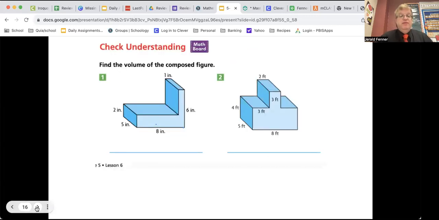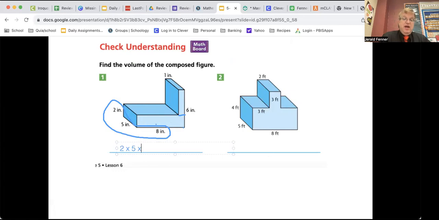So we have 2 separate problems here. The first one, I would say, let's make it pretty easy. You got to start off by drawing where you're going to divide it. I divide it right here. Your length, width, and height for this bottom one is right down here. So it's going to be 2 times 5 times 8. And we know that 2 times 5 is 10, times 8 is going to make it 80 cubic inches.